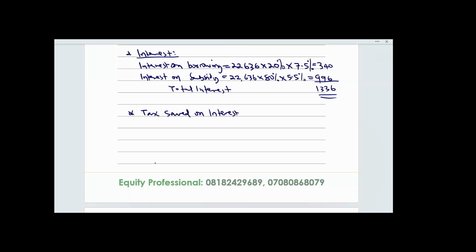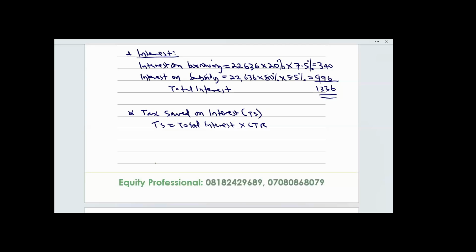Okay. How do you determine tax saved on interest? Anything that has to do with tax saved, you need to multiply by company tax rate. So tax saved is equal to total interest multiplied by company tax rate.